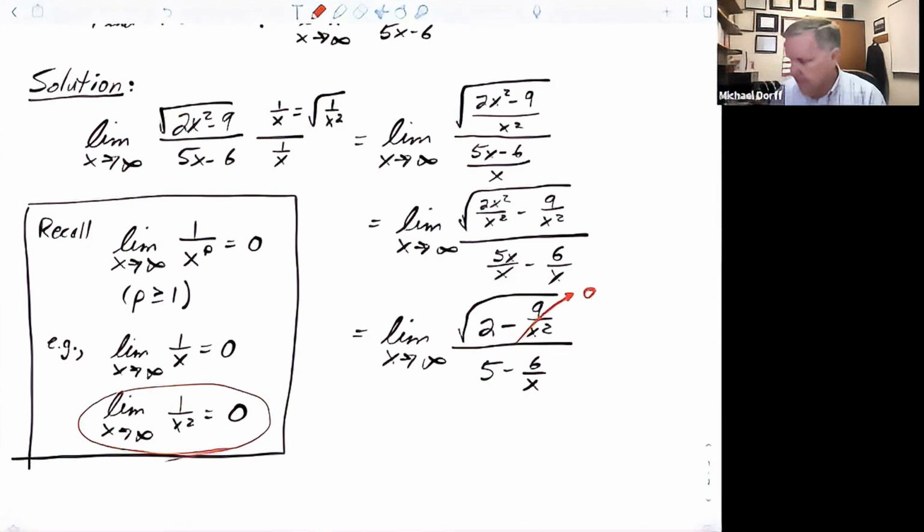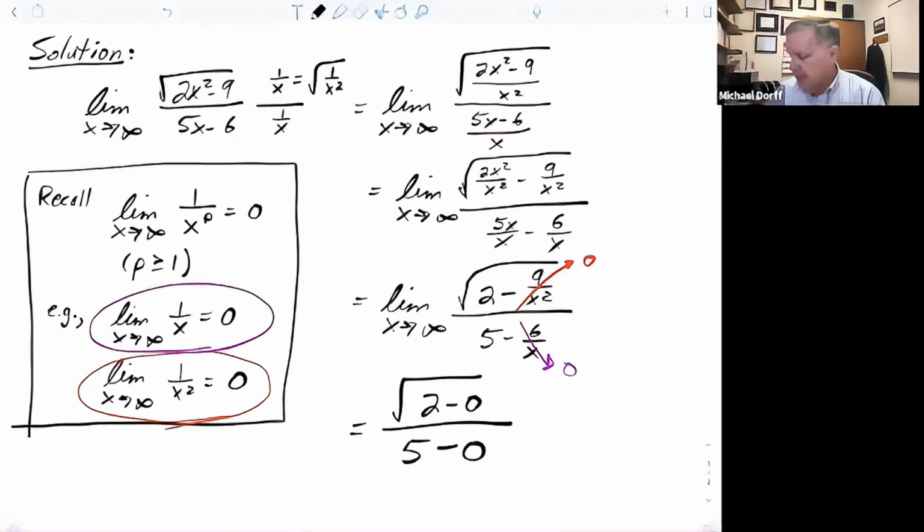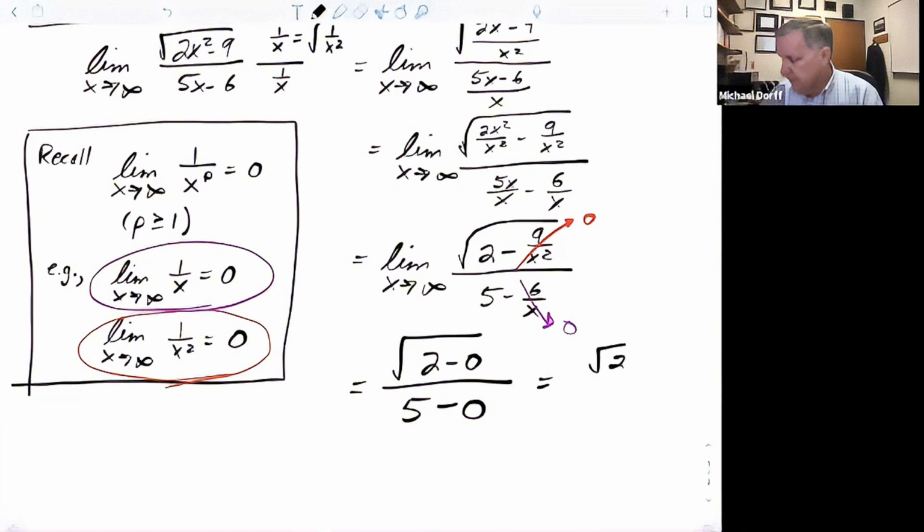Just like we have over here, and also the 6 over x is also going to be 0, just like we have on the left over there. So then I can rewrite what I have. If I take the limit now as x is going to infinity, that means I'm evaluating what the 9 over x squared as x goes to infinity, and I get 0. So by doing the limit here, I'm going to get the square root of 2 minus 0 in the top, and in the bottom I have 5 minus 0. And then that just simplifies to the square root of 2 over 5, which is our answer.